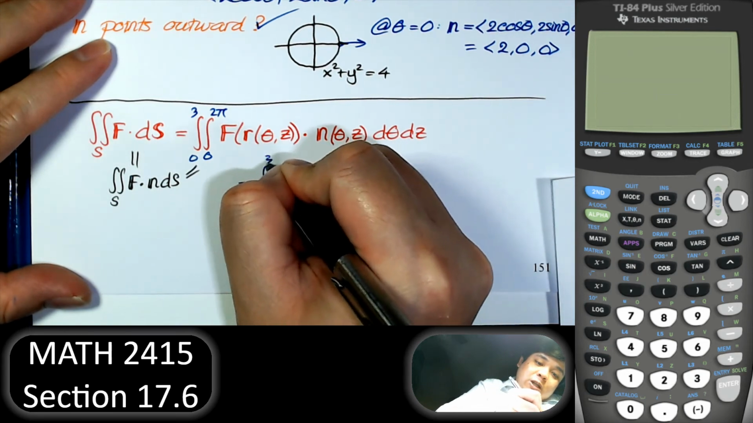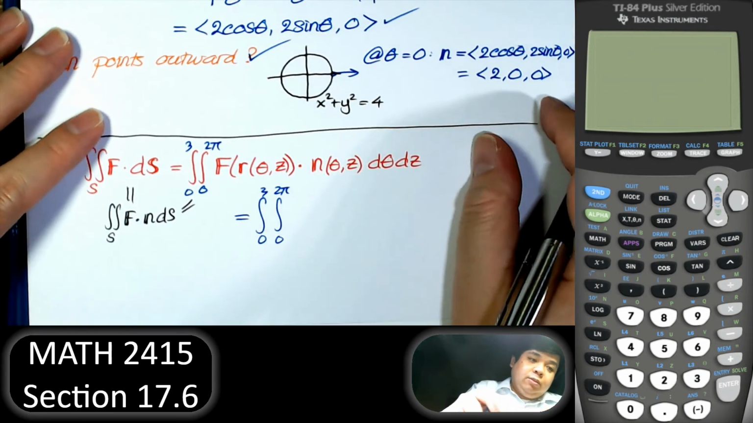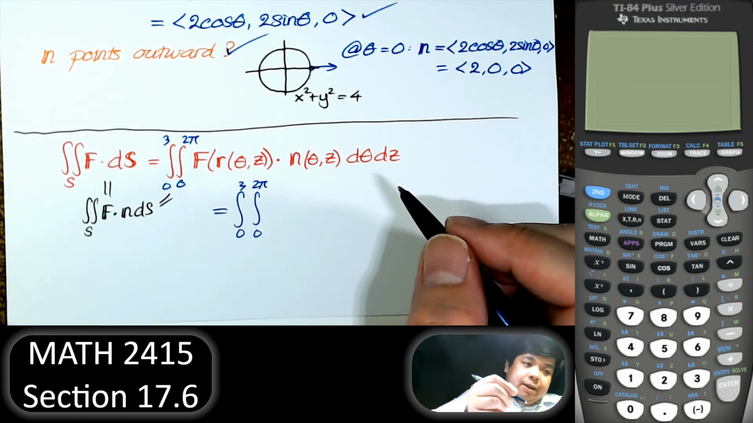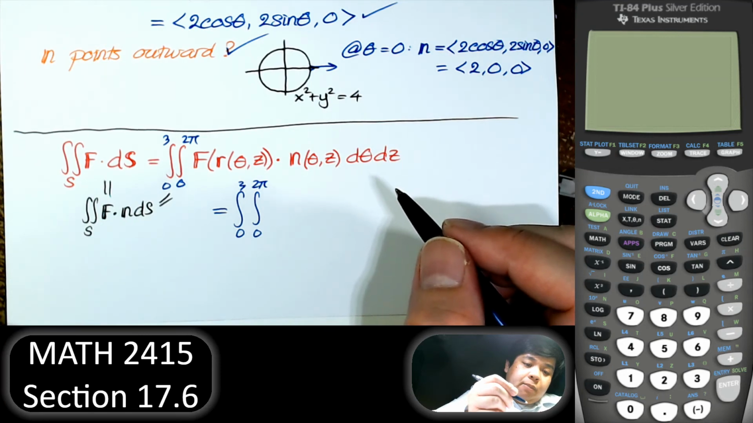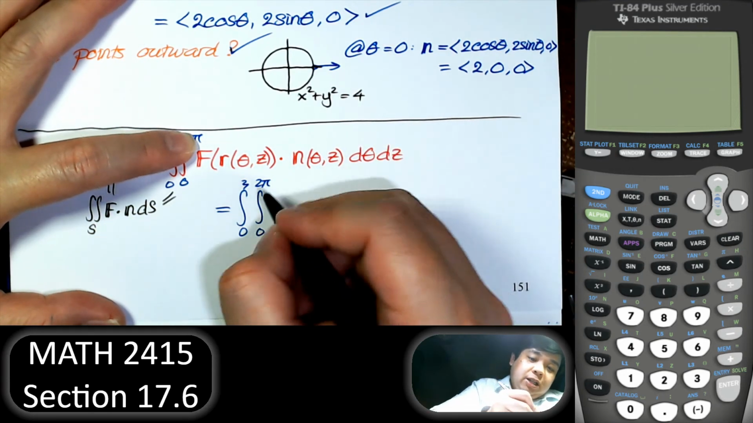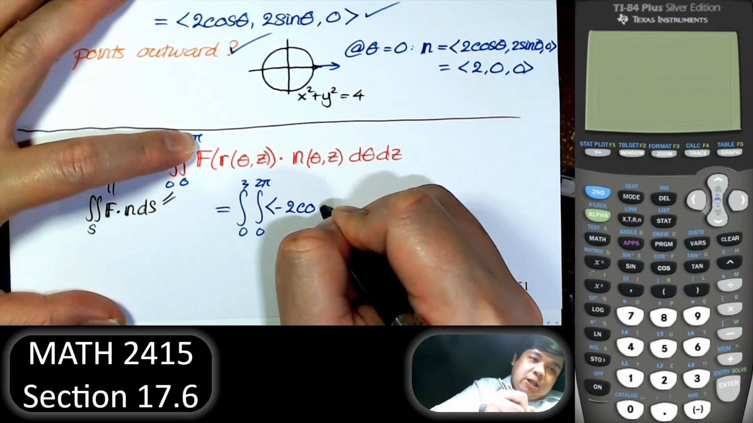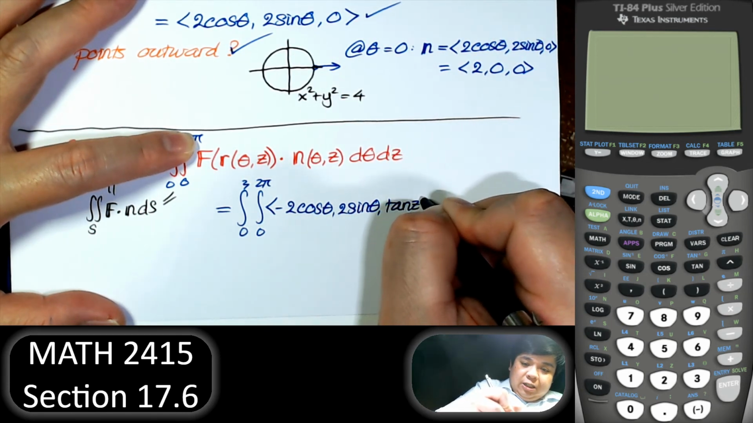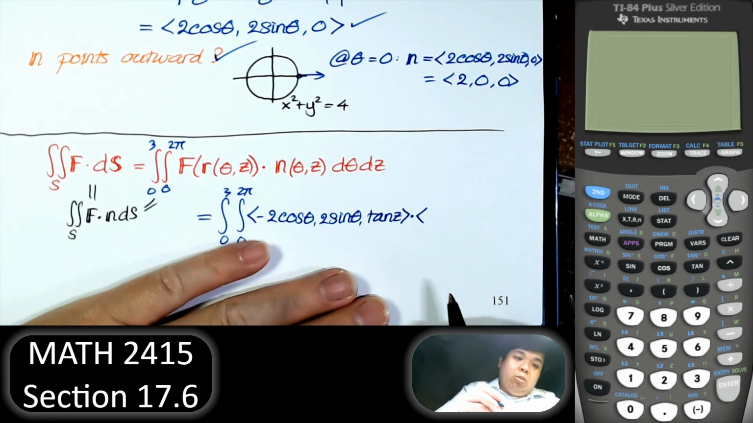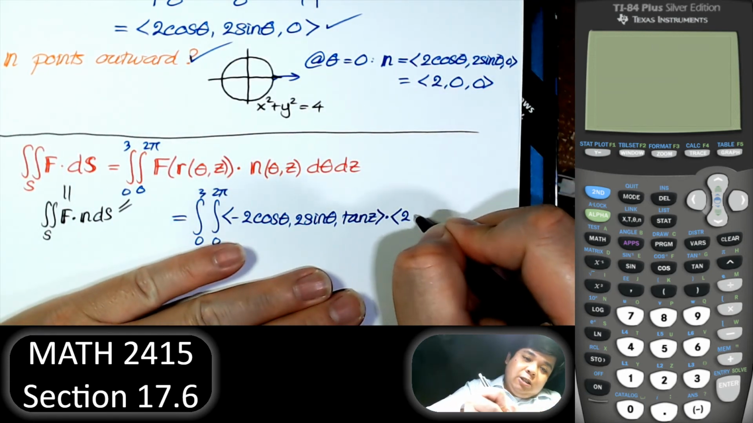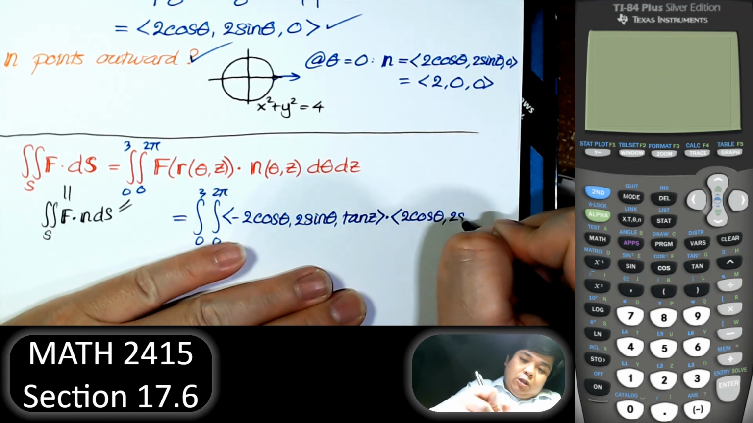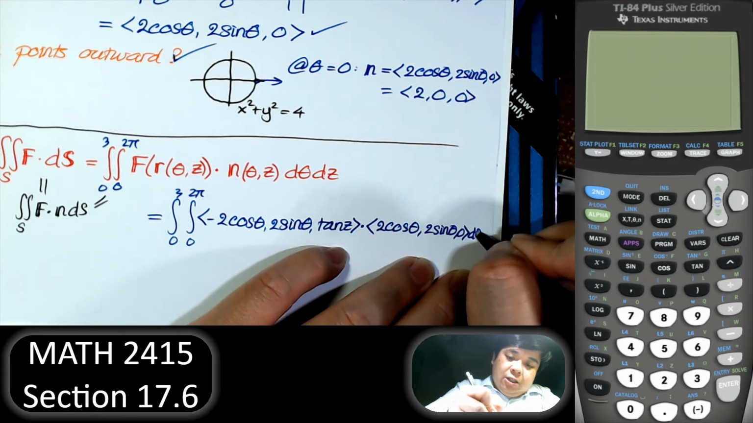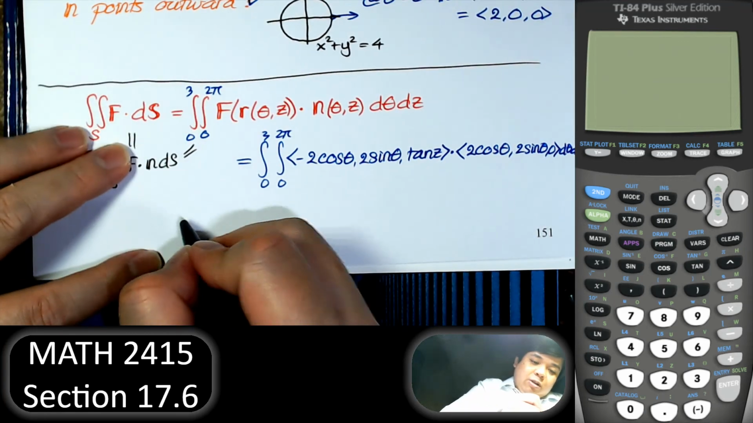Right, so theta from 0 to 2 pi, z from 0 to 3. The vector field is negative 2 cosine theta, 2 sine theta, tangent of z. The normal vector will be 2 cosine theta, 2 sine theta, 0, and then d theta dz.